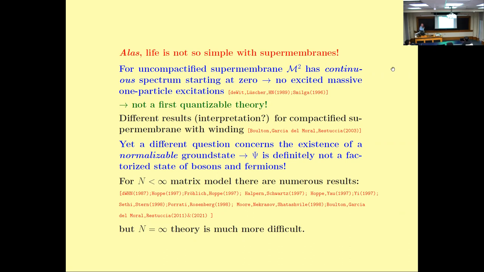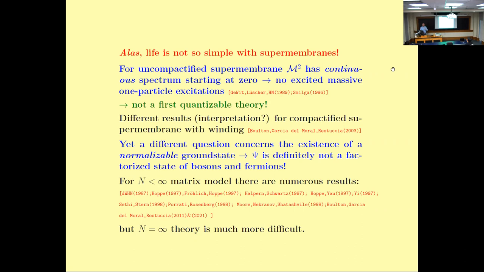But what you can see already here is that, unlike for the string, in the way to do string theories, you first quantize and then you second quantize. This is not possible for the membrane. This is the first indication that we're dealing with non-perturbative physics. So that's one thing. First of all, there's the issue of how to interpret this continuous spectrum.